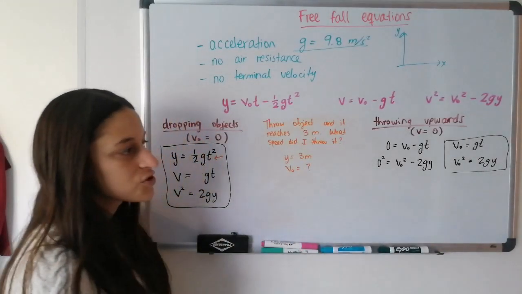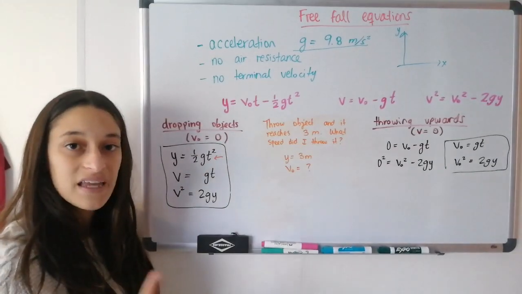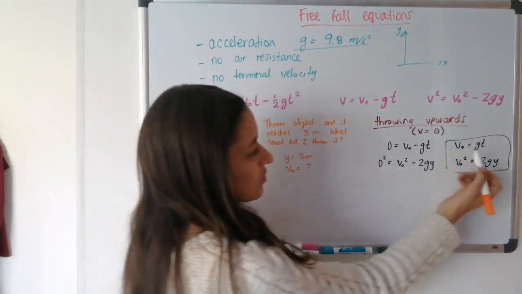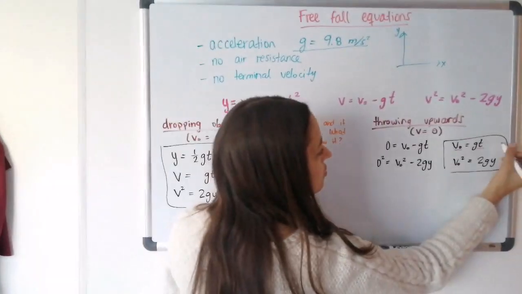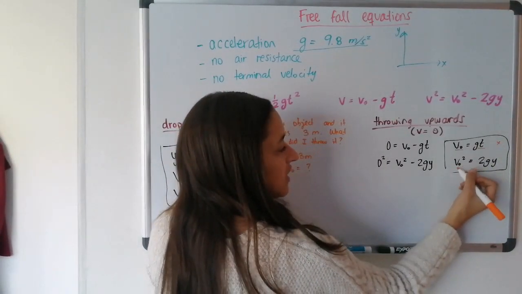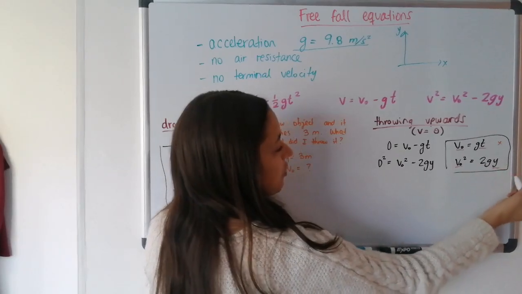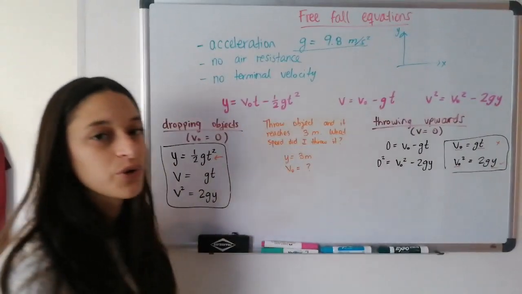So we need to find one of the two equations that has y and V0. So the first one has V0, but it has t. So we can't use that one. That one is not going to work. So we look at the second one. It has V0 and it has y, exactly what we needed. So that's the equation that we're going to use.